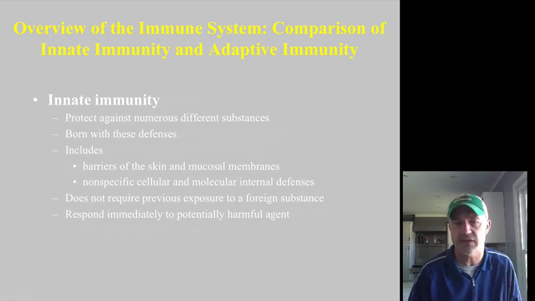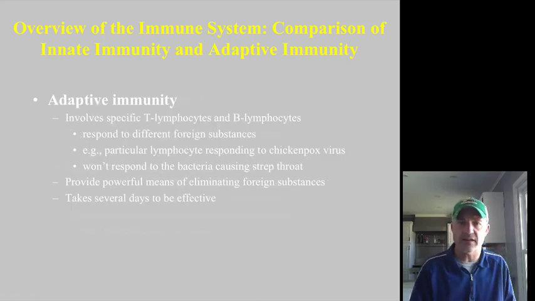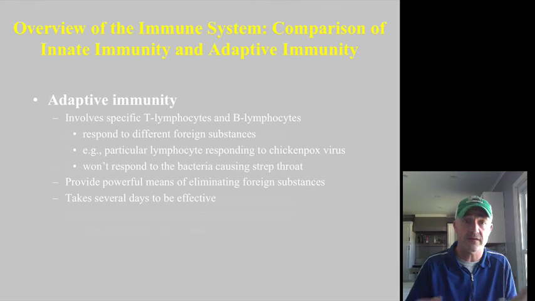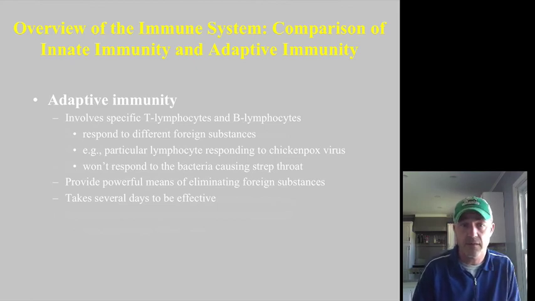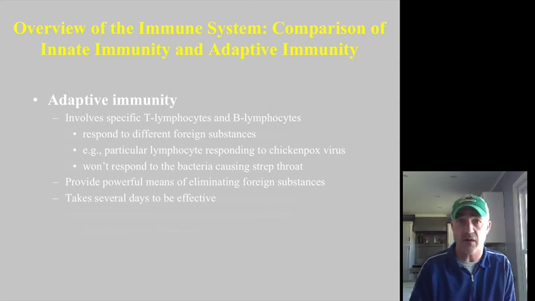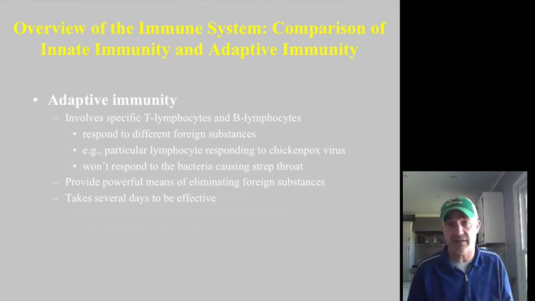So things like the skin, mucosal membranes, things like fever, those would all be part of that innate immunity. Where adaptive immunity, like I said, is using those T and B lymphocytes, either having the T lymphocytes go out and directly attack foreign cells, or the B lymphocytes making antibodies that specifically attack foreign cells or foreign molecules or viruses or virally infected cells. And again, these ones are very specific. Immunity against chickenpox doesn't give you immunity against strep throat. Immunity against a virus doesn't give you immunity against a bacteria or vice versa.